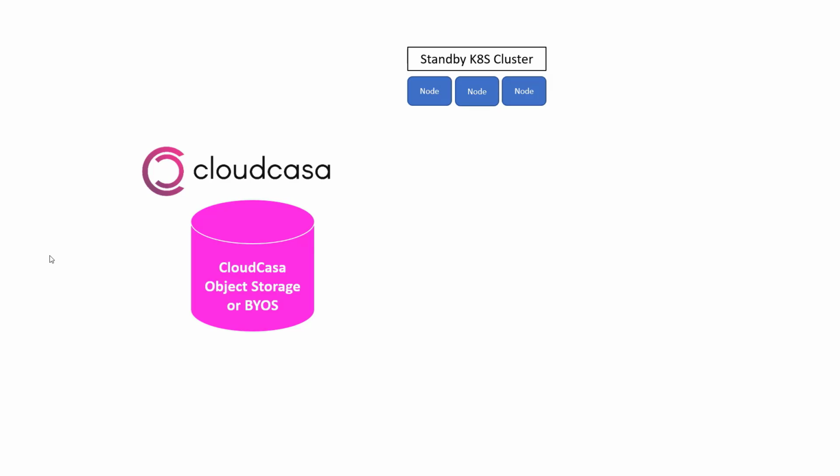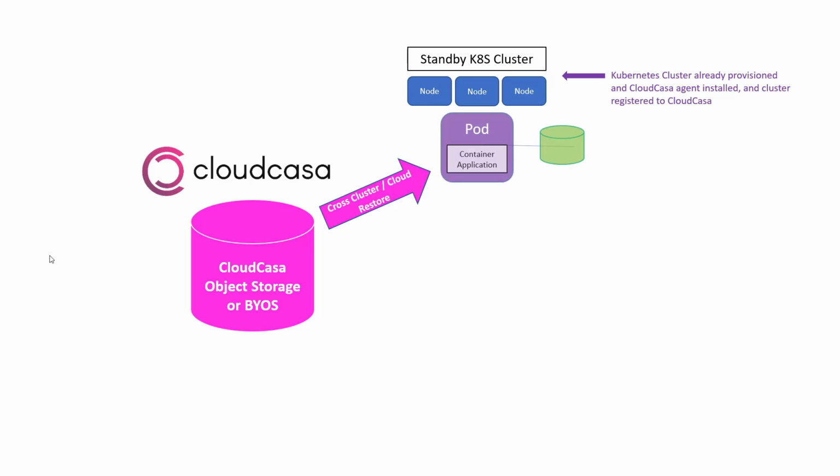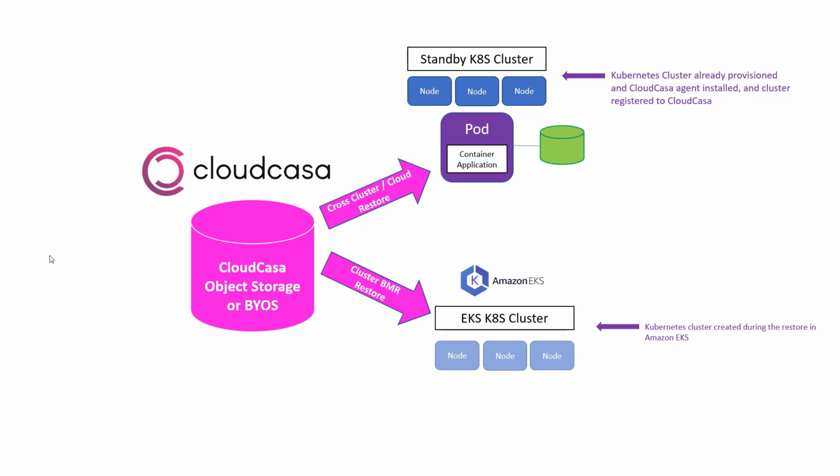But in the previous video, we were restoring our application to a target standby cluster, which was previously provisioned. But CloudCasa can also create a cluster for you on the fly, something that we call cluster BMR. So restoring your application namespace can also create a cluster for you, thereby eliminating the need to have a cluster pre-provisioned with the CloudCasa agent installed, or even needing to have a standby cluster sitting around doing nothing and wasting resources. So at the time of this recording, we can only do a cluster BMR to Amazon EKS.